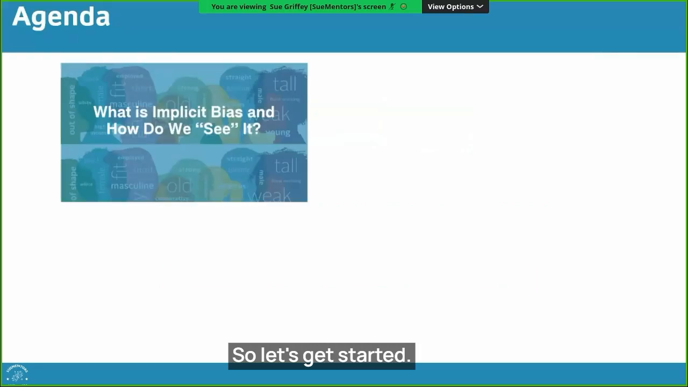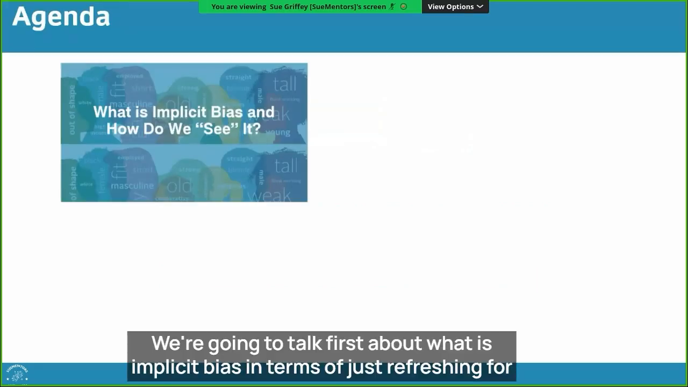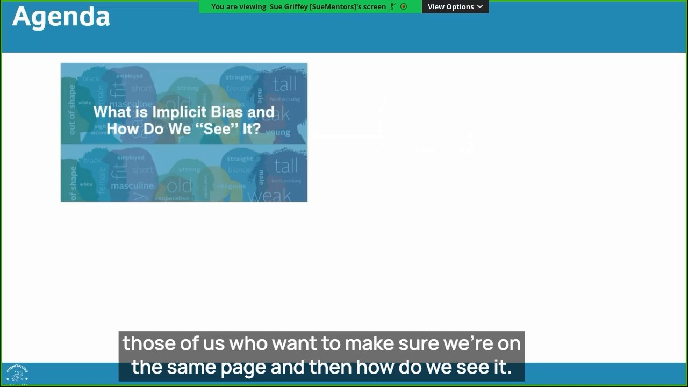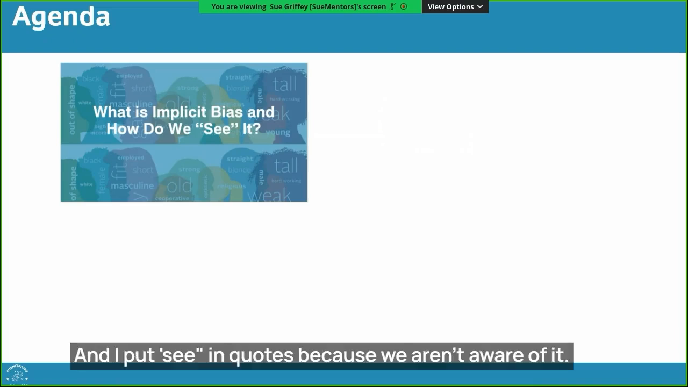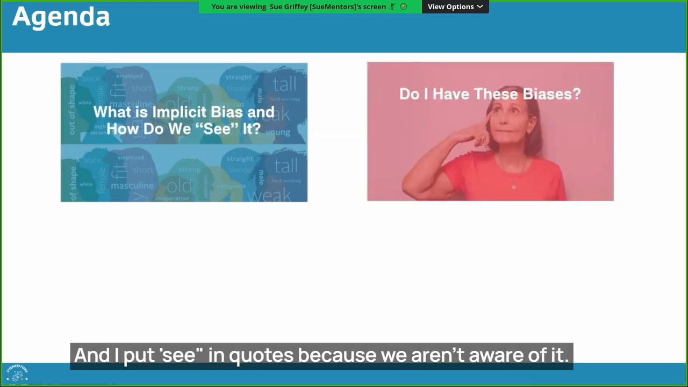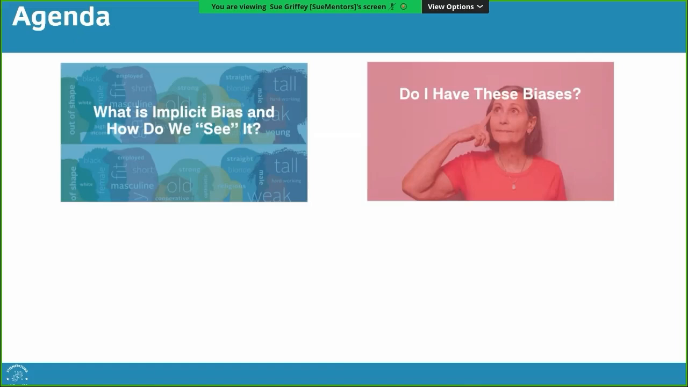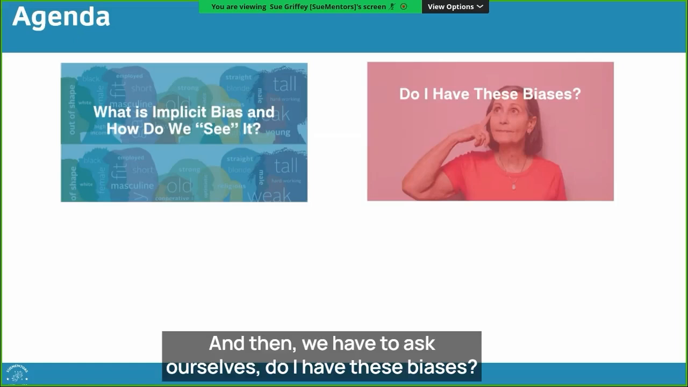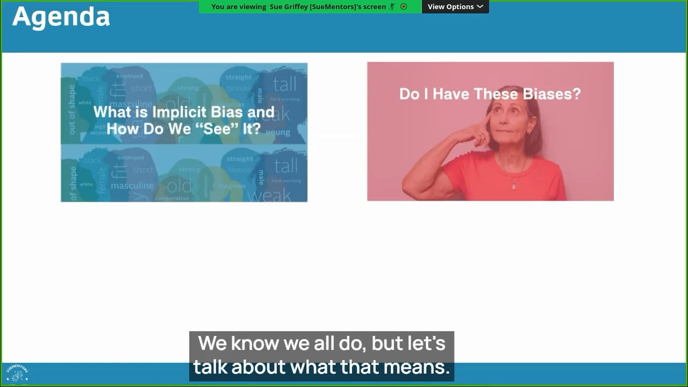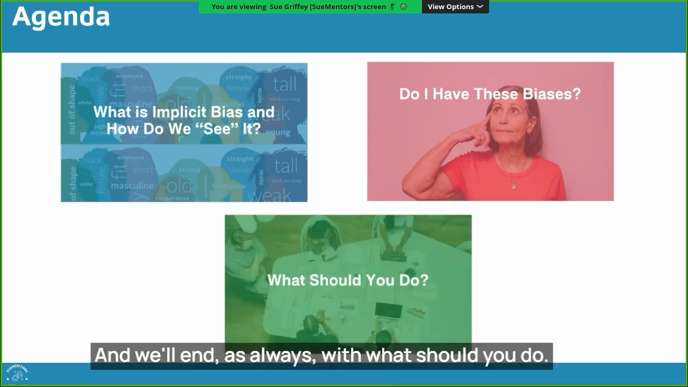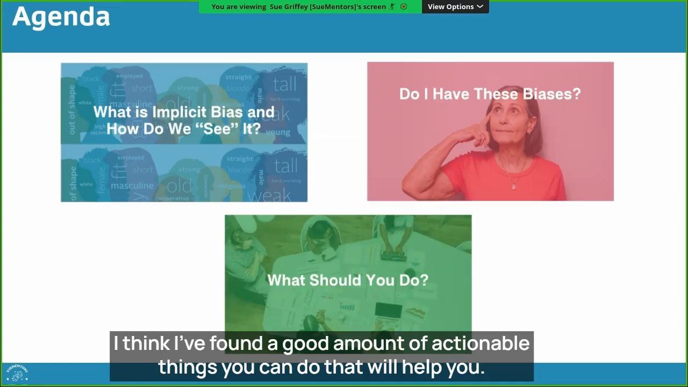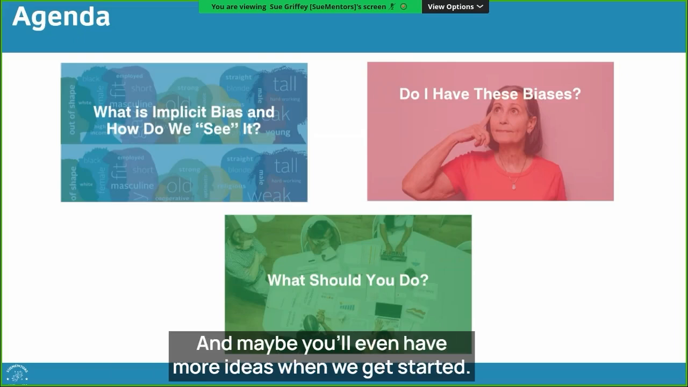So let's get started. We're going to talk first about what is implicit bias, just refreshing for those of us who want to make sure we're on the same page. And then how do we see it? And I put "see" in quotes because we aren't aware of it. That's why it's called implicit. And then we have to ask ourselves, do I have these biases? Well, we know we all do, but let's talk about what that means. And we'll end, as always, with what should you do? I think I've found a good amount of actionable things you can do that will help you. And maybe you'll even have more ideas when we get started.